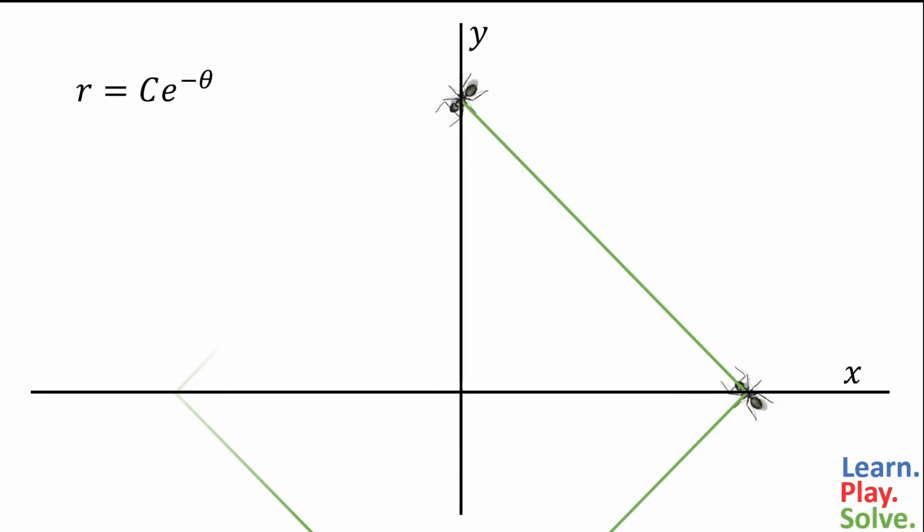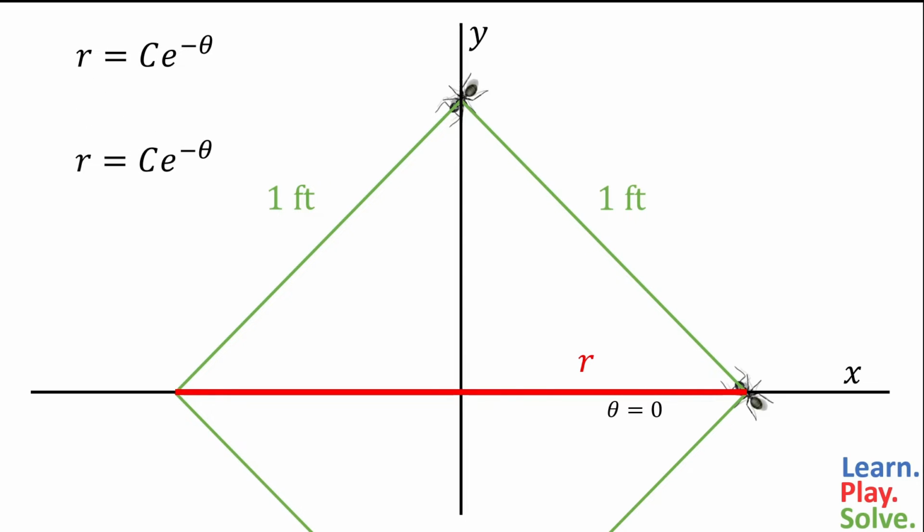This is a 1-foot square. When the angle is 0, the radius is just half of the diagonal. The diagonal of a unit square is the square root of 2, so the radius is half that, the square root of 2 over 2. Again, that's when the angle theta is 0, so that gives us the value for c. Plug that in, and we finally have the polar equation that describes the curve traced out by one ant.